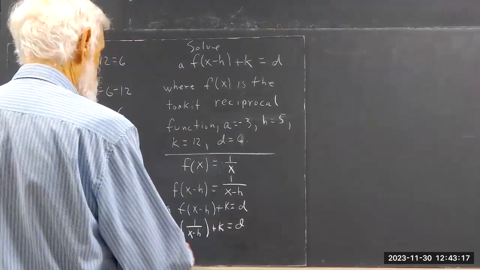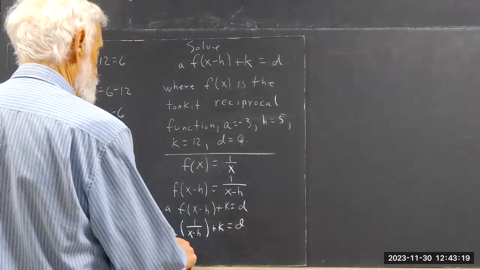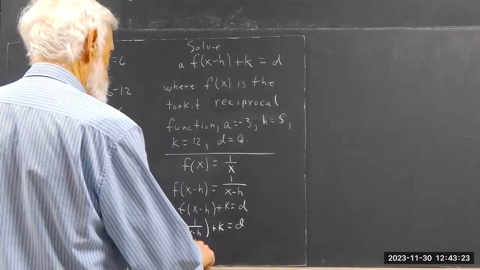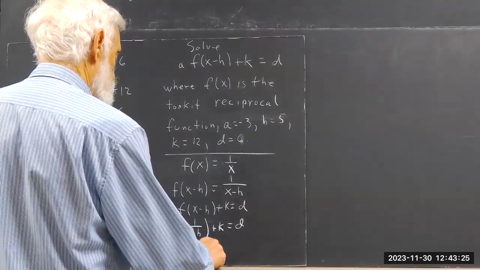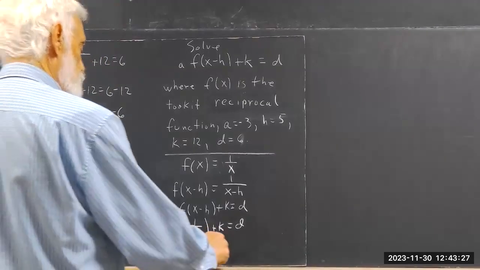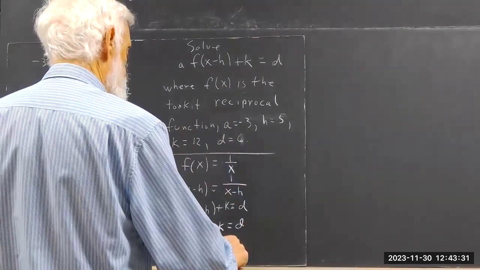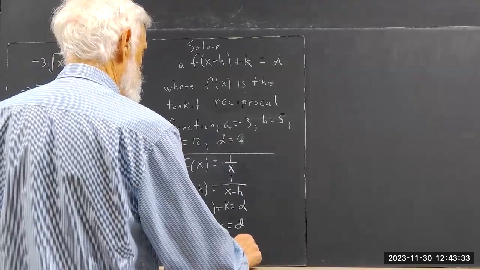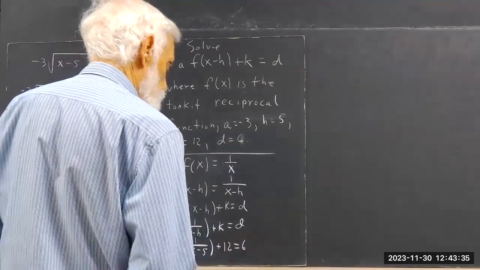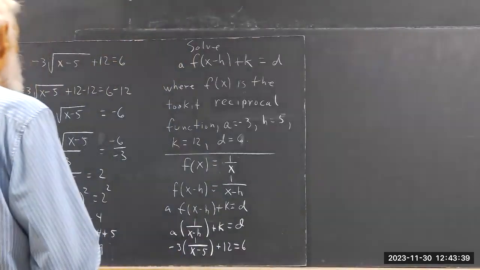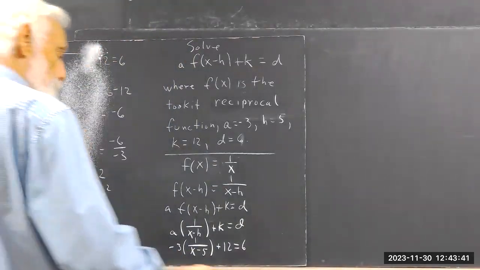Now we can plug in the numbers. A is -3. H is 5, so we get 1 over x minus 5. K is 12. And D is 6. And now we're going to solve the equation.